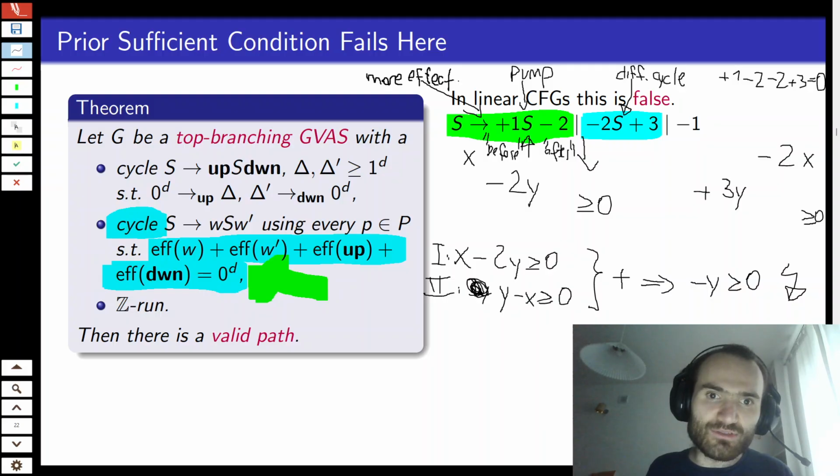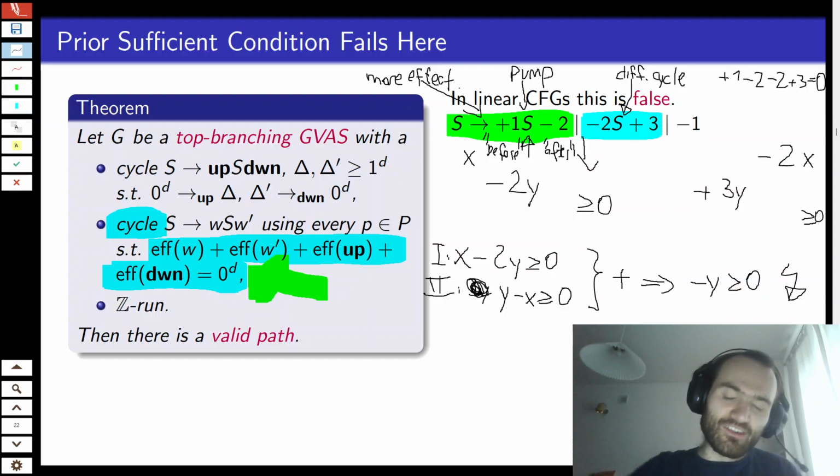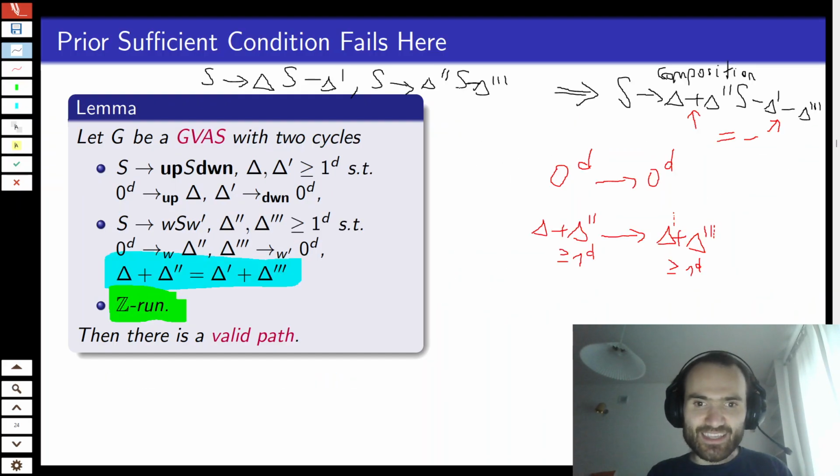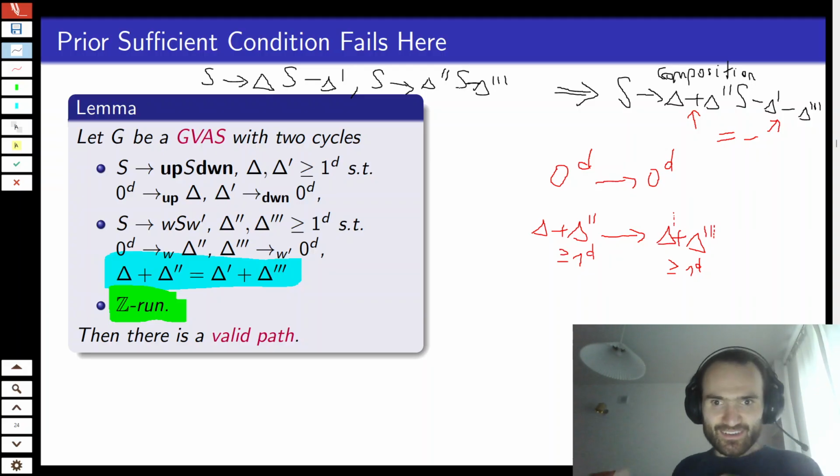Like you just produced an effect of -1 in total. So if you apply this pump, then afterwards you need to cancel it and produce more effect. This is not the case here. Here you afterwards have to produce the same amount of effect. This is why in this case actually you are fine.